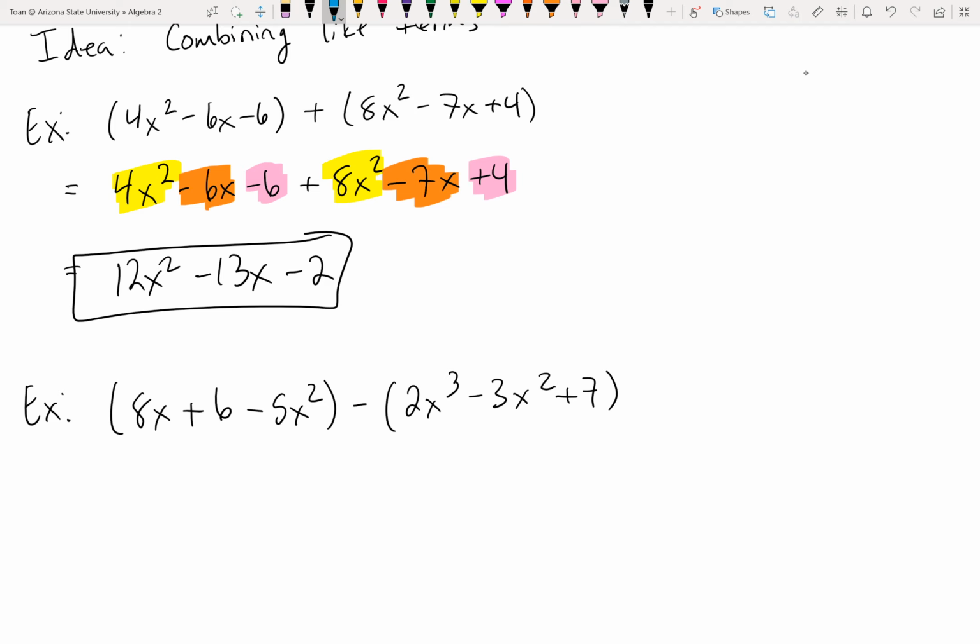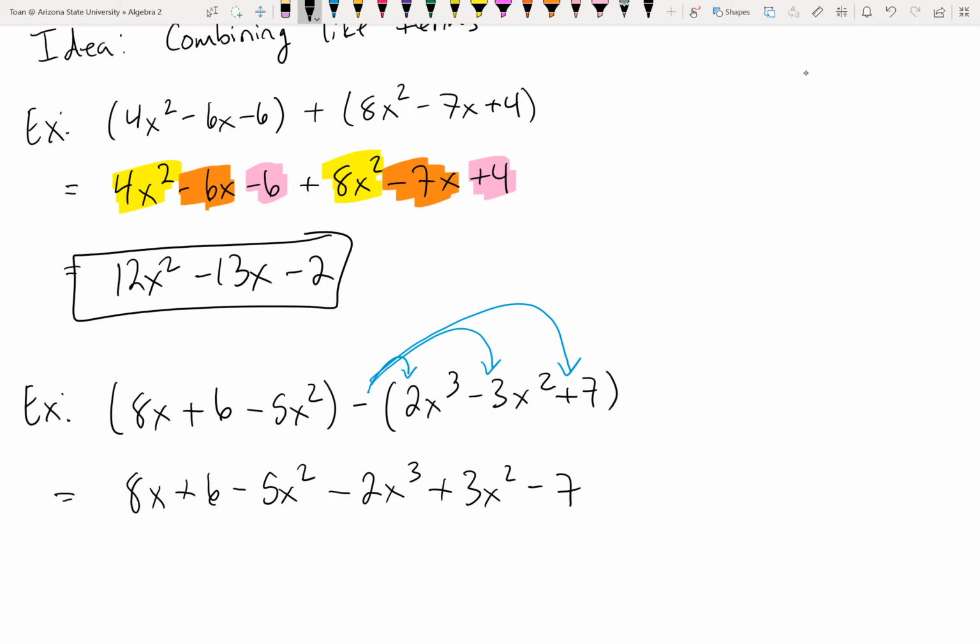So I would suggest you do this on every single subtraction problem. Go ahead and distribute that negative in. So then this will give us 8x plus 6 minus 5x squares, and then distributing the negative, minus 2x cubes plus 3x squares, and minus 7. Now you can go ahead and combine like terms.